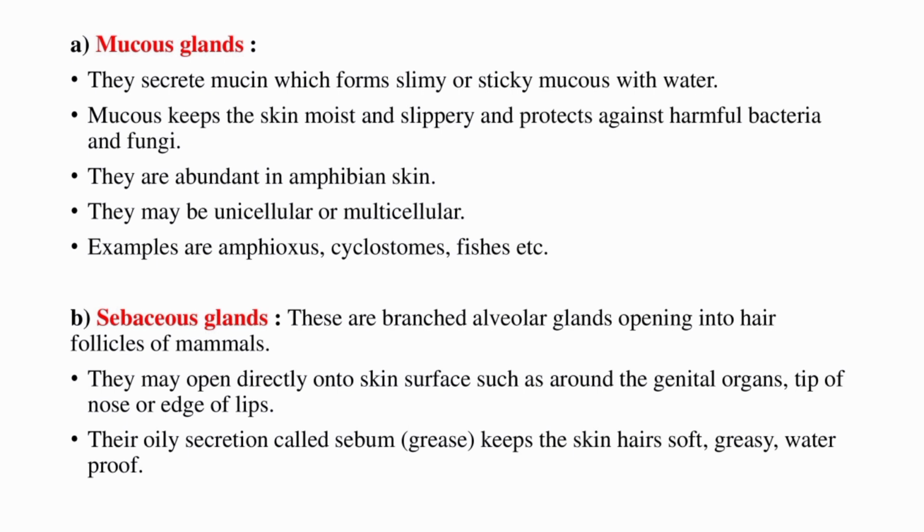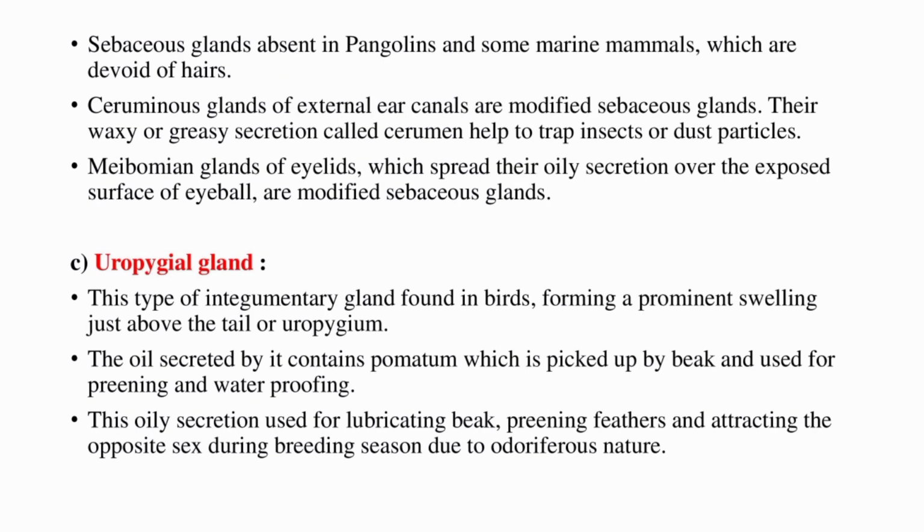Next, sebaceous glands. These are branched alveolar glands opening into hair follicles of mammals. They may open directly onto skin surface such as around the genital organs, tip of nose or edge of lips. Their oily secretion called sebum keeps the skin and hairs soft, greasy, waterproof. Sebaceous glands are absent in pangolins and some marine mammals, which are devoid of hairs. Ceruminous glands of external ear canals are modified sebaceous glands.